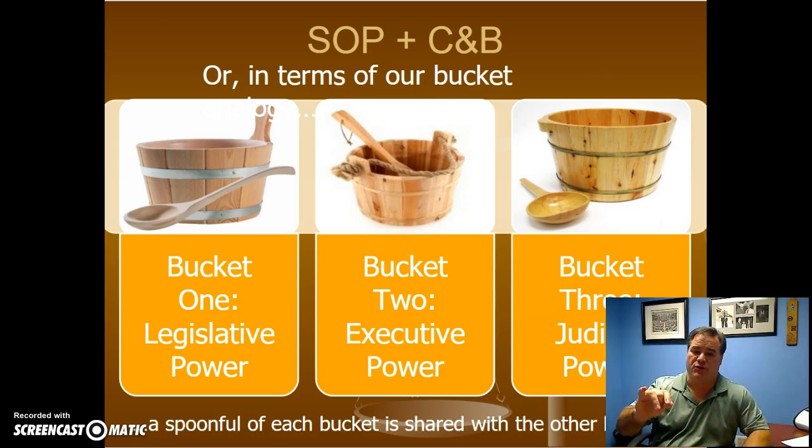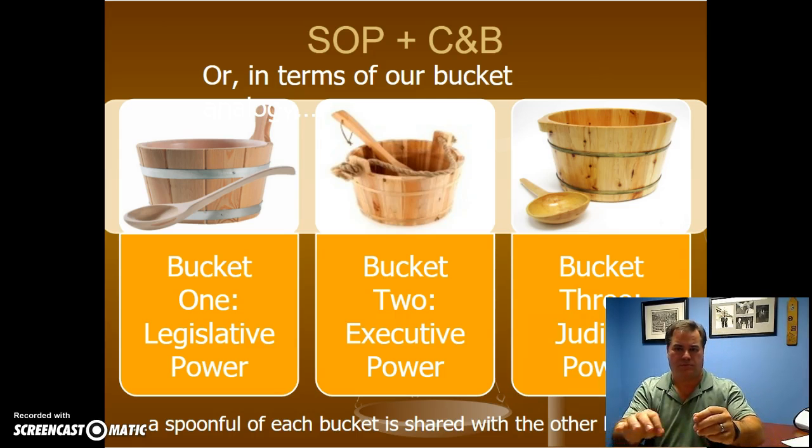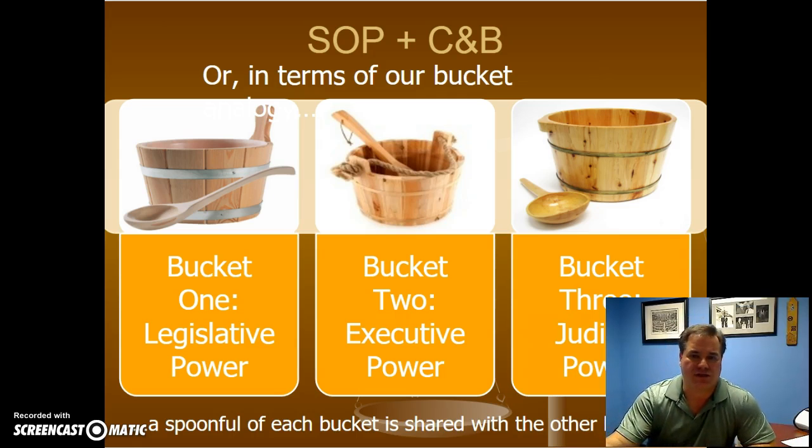So you take a spoon and take some of the legislative power and give it to the executive power. That's the veto. You take another scoop of legislative power and put it in the judicial branch. That's the power of judicial review. So now you've taken a little bit of power from one bucket and spread it into the other two. That's the check. And why are you checking it? To balance out the power amongst the three branches.